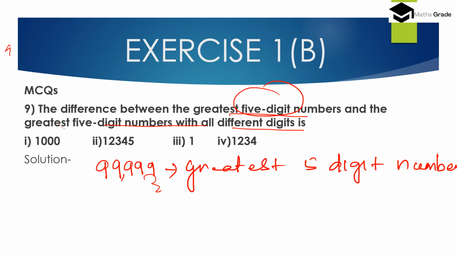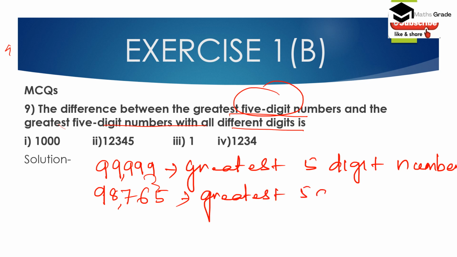Now the greatest 5 digit number with all different digits. All different digits means if the greatest digit is 9, after 9 the greatest digit is 8. After 8 the greatest digit is 7, after 7 the greatest digit is 6, and after 6 the greatest digit is 5. Now it is 98,765. This is the greatest 5 digit number using all different digits, 9, 8, 7, 6, 5. All digits are unique, and so this is the greatest 5 digit number using different digits.